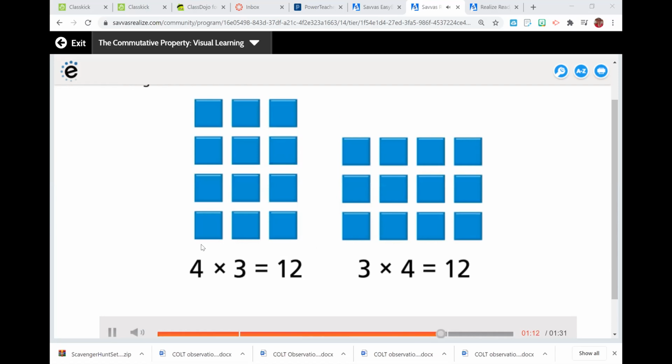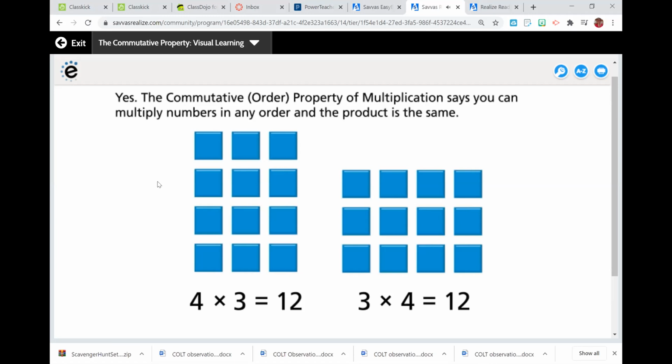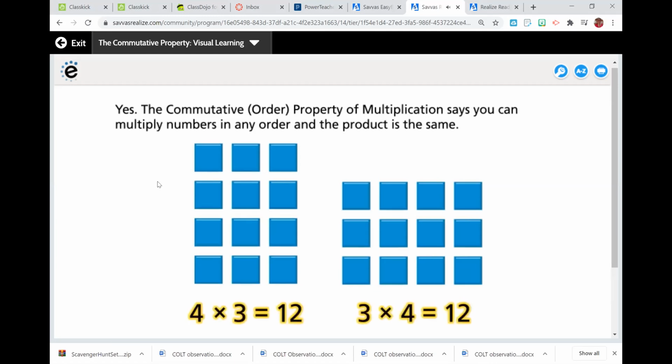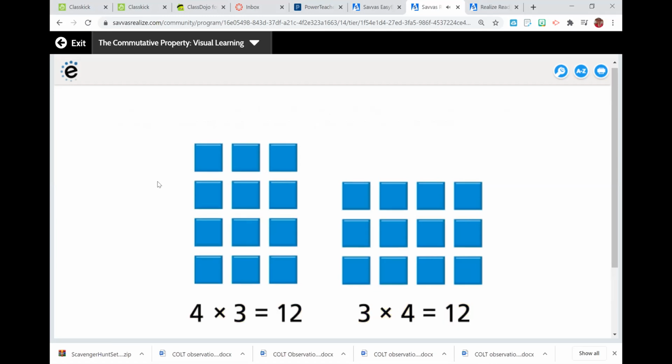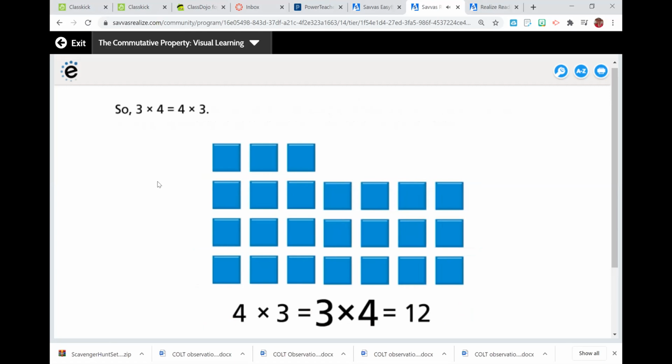Did the order of the factors change? Remember, the factors are the 2 numbers that we multiply to get the product. So 4 and 3 are the factors, and they switched. The order property of multiplication says you can multiply numbers in any order, and the product is the same. So 3 times 4 equals 4 times 3.